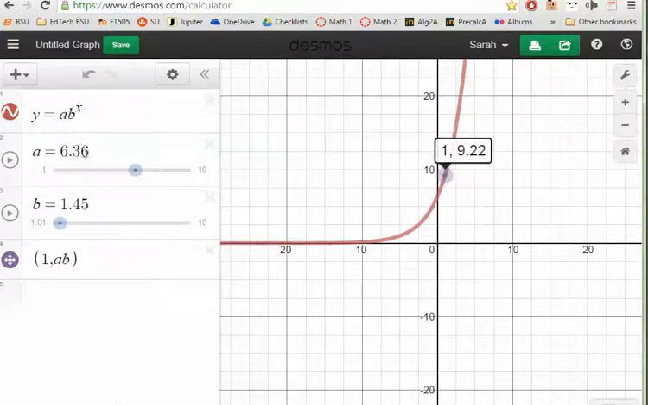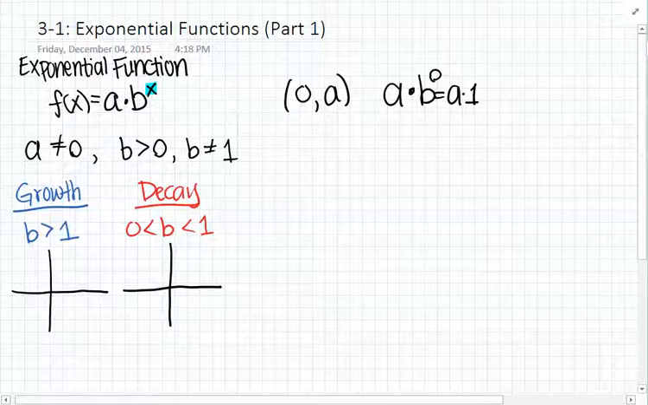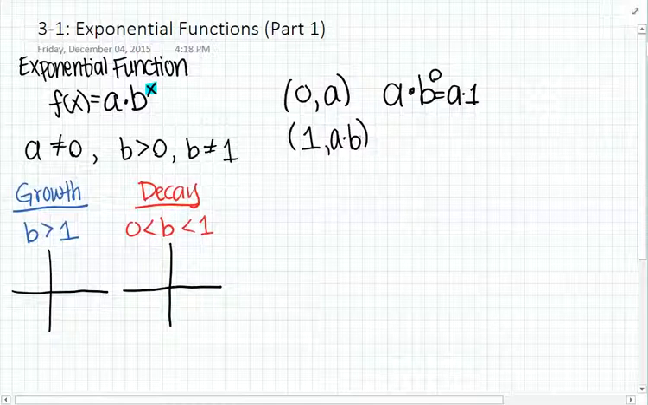9.22 is what you get when you multiply A times B. So the reason that this is happening is when we plug in 1, anything to the first power is just that number, so you just get the product of A times B. So that is another important point of exponential functions. When we plug in the number 1, we get A times B as our output.